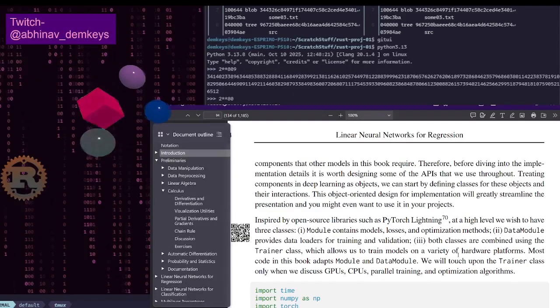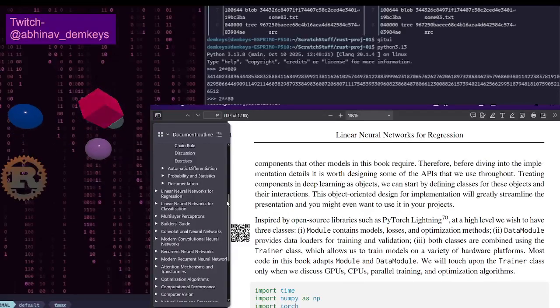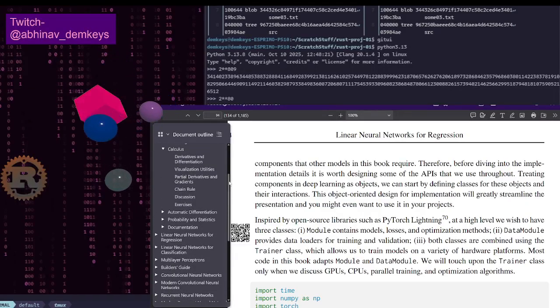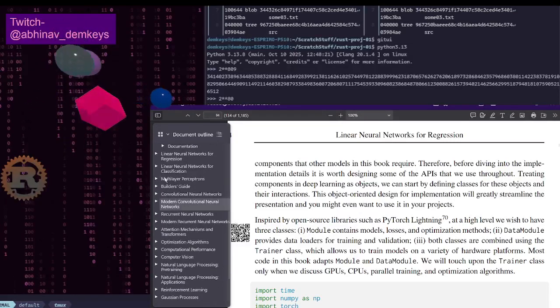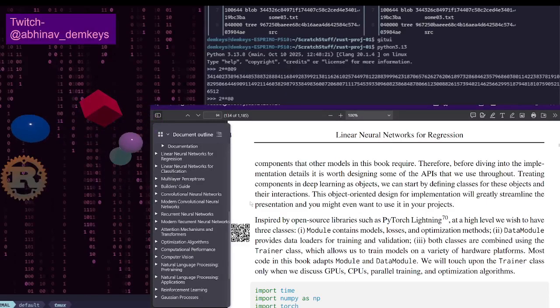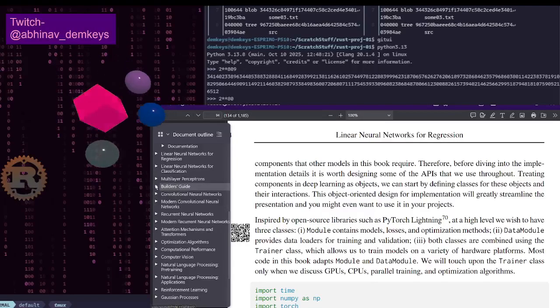Speaking of other models, by the way, the reason I was even more interested in this book is because it covers a lot of the basic deep learning stuff that I've been meaning to learn and then some. So there's even more after that. For example, I'm pretty sure it's going to go into feed forward neural networks at some point, right? Linear neural networks for classification. I'm pretty sure at some point it's going to go into feed forward neural networks. Then what is builder's guide?